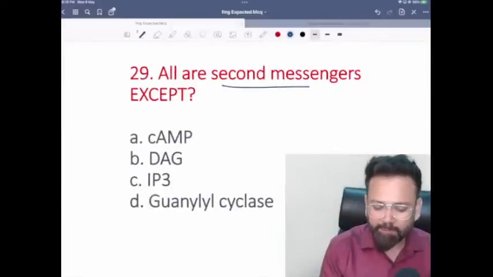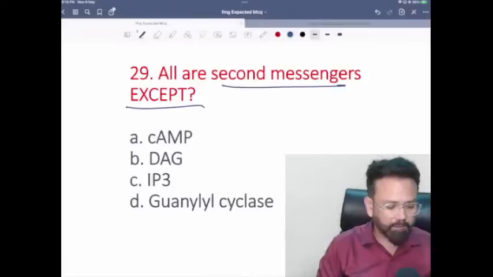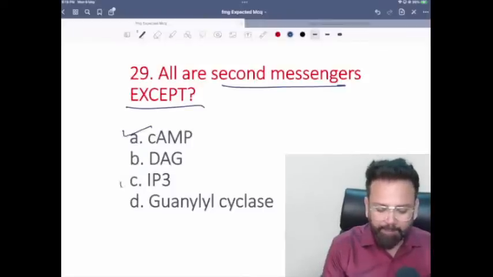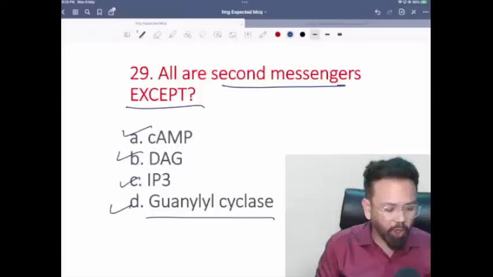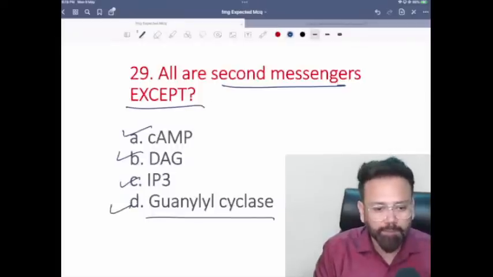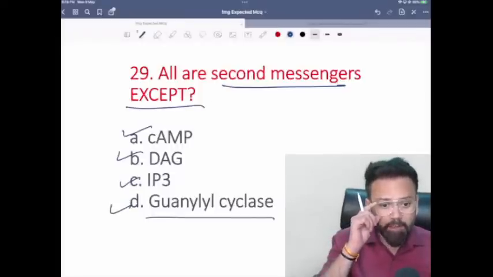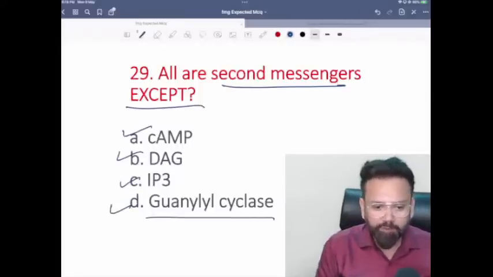All are secondary messengers except: cyclic AMP, IP3, DAG, or guanyl cyclase?